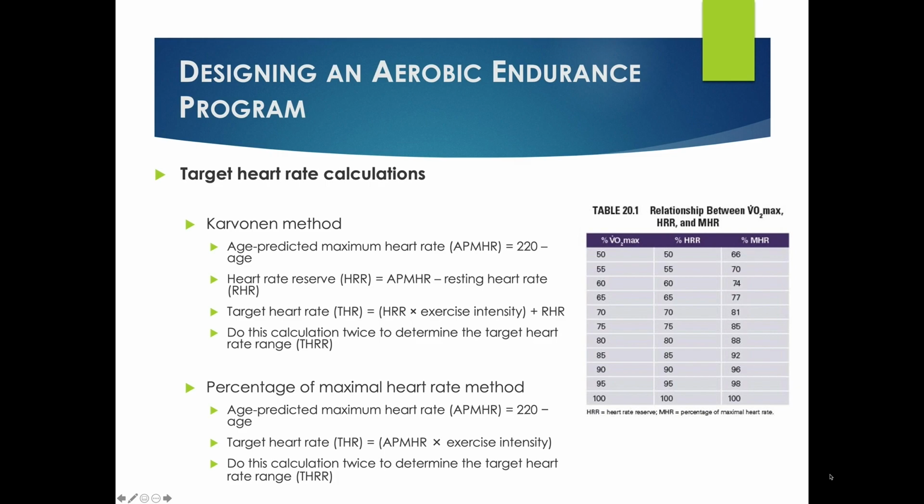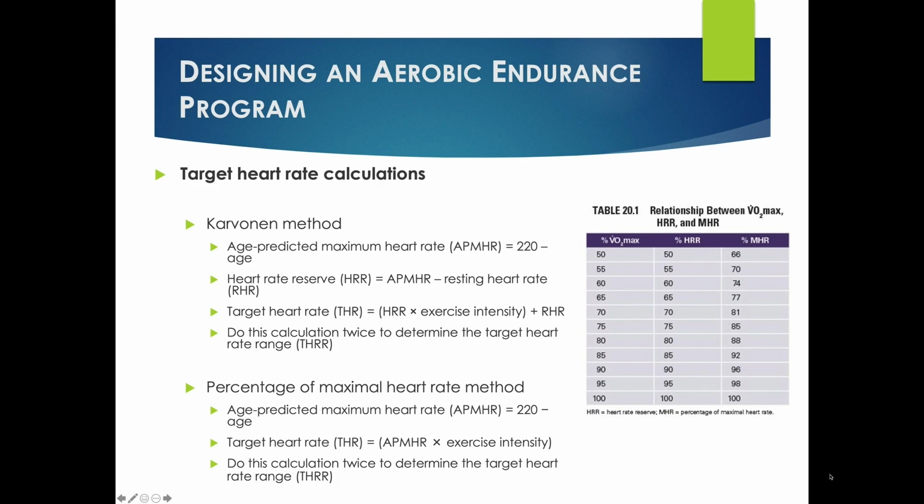You're going to subtract your resting heart rate, and that will give us your heart rate reserve. But then if you want to get really close to a training target heart rate, you would take your training heart rate, and that's going to equal your heart rate reserve multiplied by the intensity you want to work at, plus your resting heart rate. Make sure it says to do this calculation twice to determine the target heart rate range.